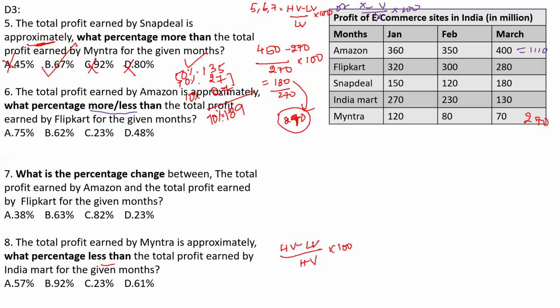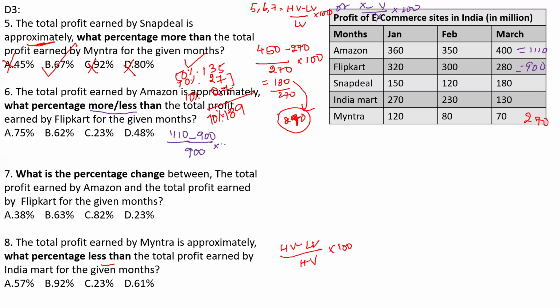Similarly, what would be the total profit earned by Flipkart in the given month? So 320, 300 and 280. So the total is 900. They are asking the difference divided by value. So 1110 minus 900 divided by the lower value, right?